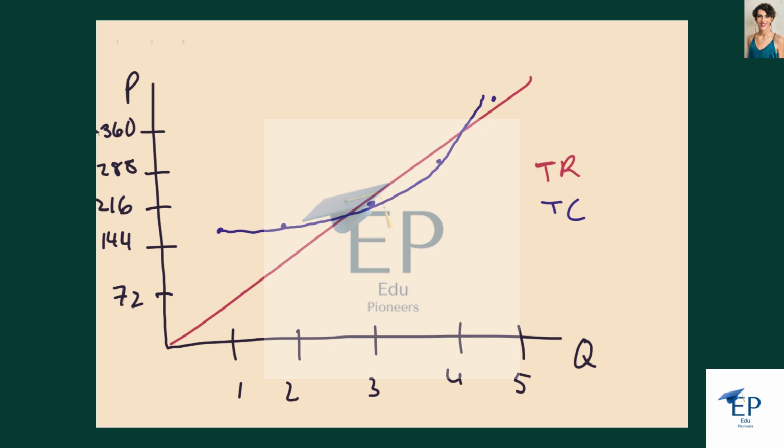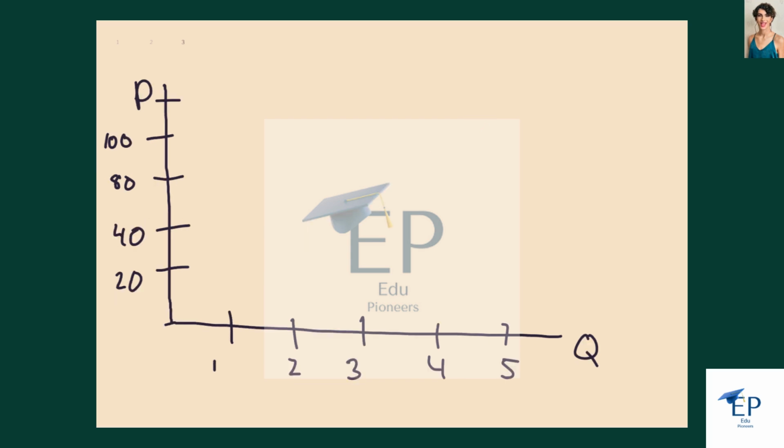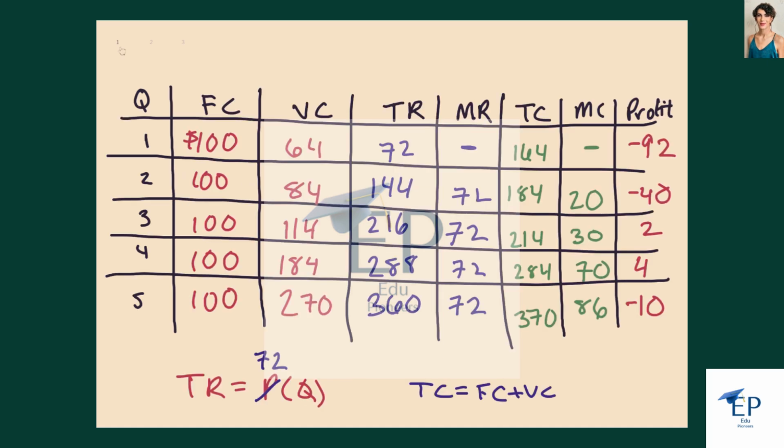And now let's draw our marginal revenue and marginal cost curves. So our marginal revenue is always going to be equal to 72, right? Marginal revenue is equal to our price of 72. We know that from this chart over here. 72 happens at all points.